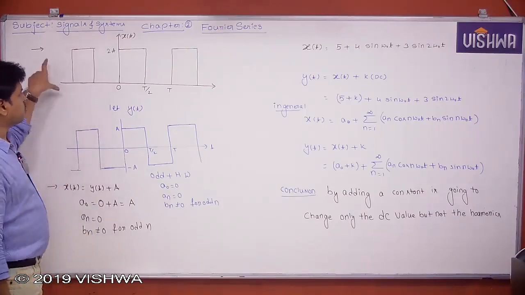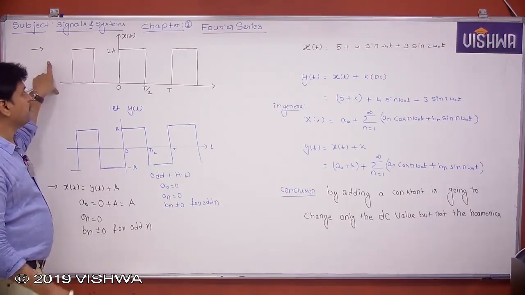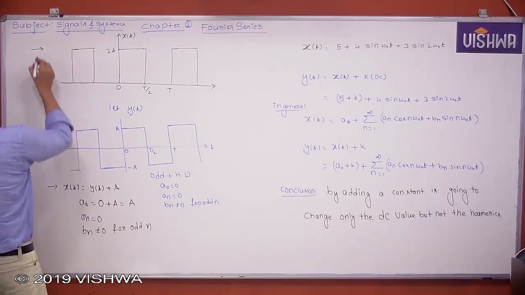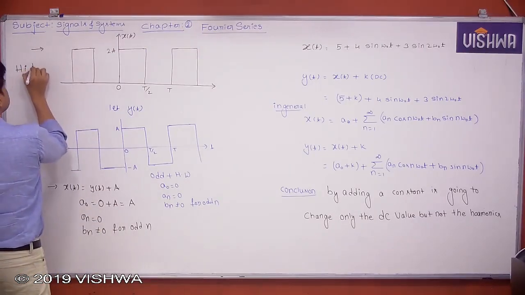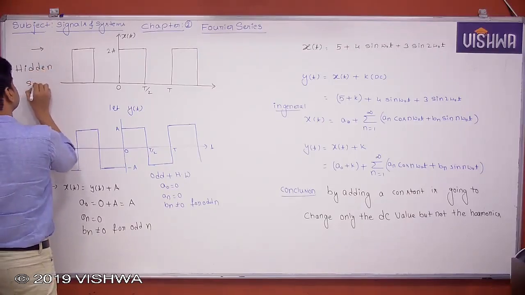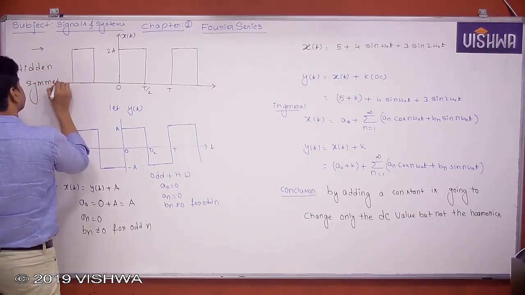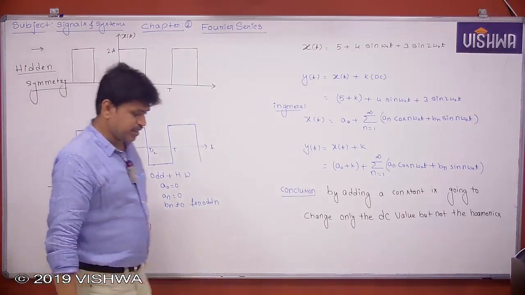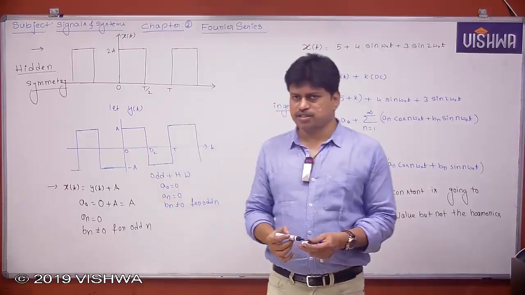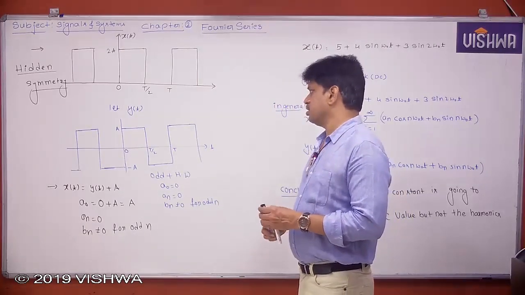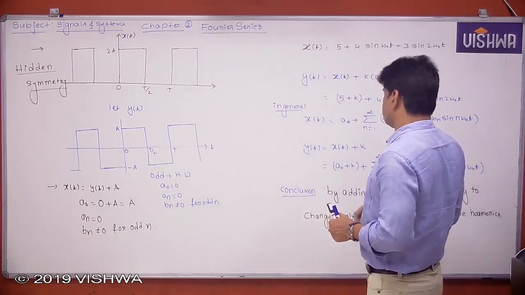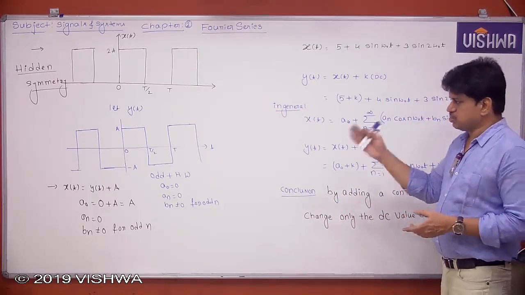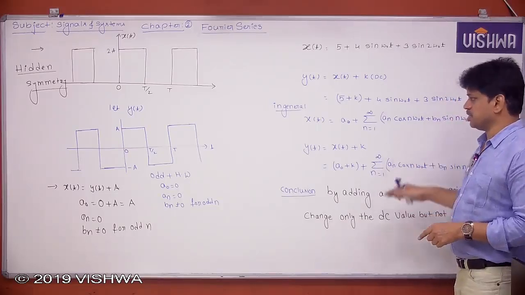Even though it looks like it does not have any symmetry, the symmetry we are discussing is called hidden symmetry. It is very important. In your examination, they are always going to ask about hidden symmetry, because it is difficult to find whether the signal has symmetry or not. First take down this one, then take that. I will tell you how to find the hidden symmetry. First complete this one.